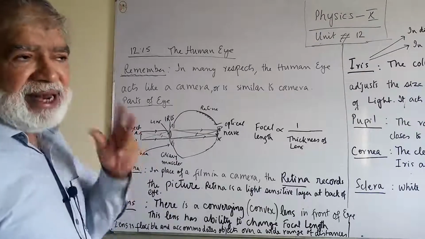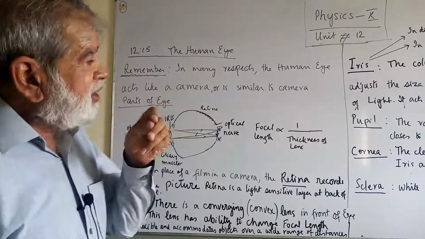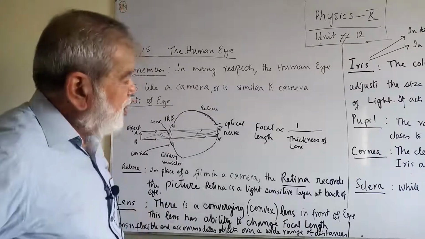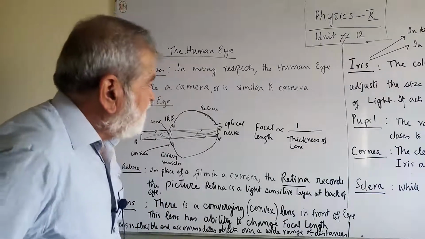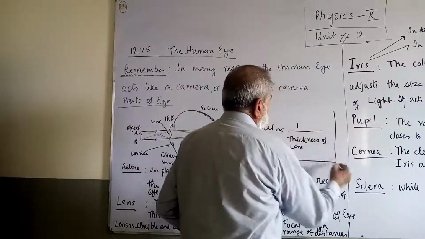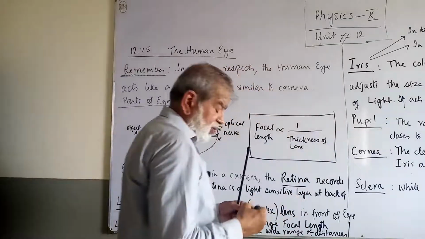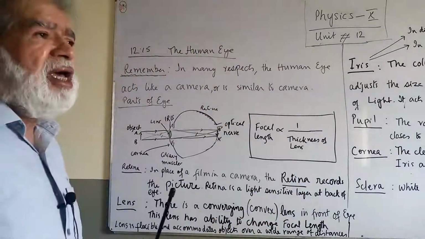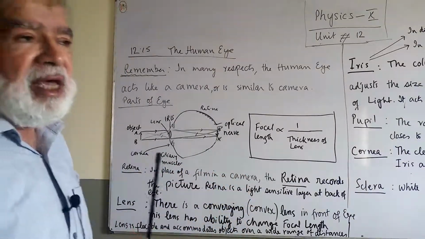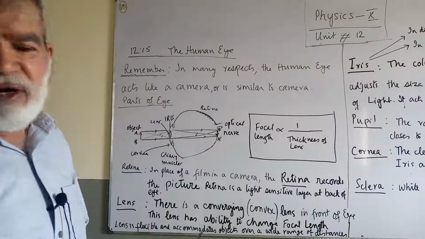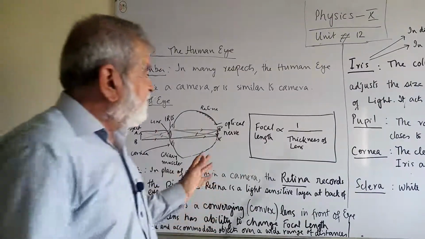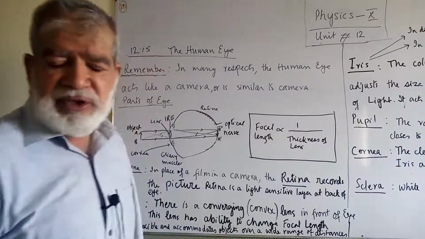So जो आँख में लेंस लगा हुआ है, इसकी focal length जो है उसको ज़्यादा या कम कर सकता है. Over here I have written a formula of focal length which says that the focal length is inversely proportional to the thickness of the lens. यानी लेंस जो है जितनी उसकी thickness होती है, अगर thickness ज़्यादा है तो focal length कम, and if the thickness is less then the focal length is more. So this is the formula which controls the focal length. Focal length is inversely proportional to the thickness of the lens.